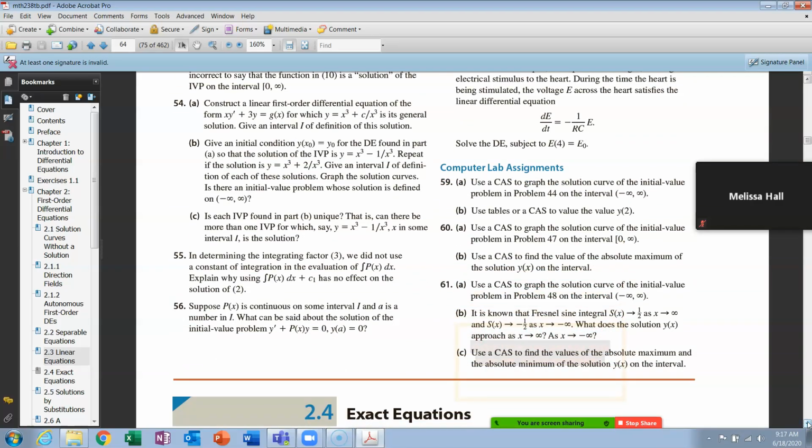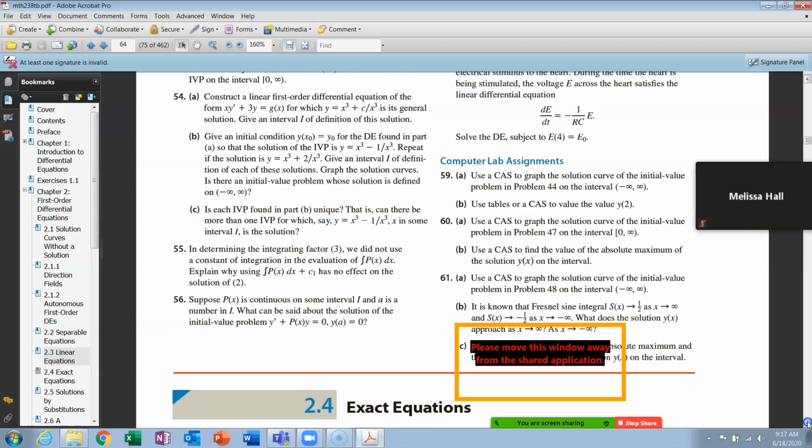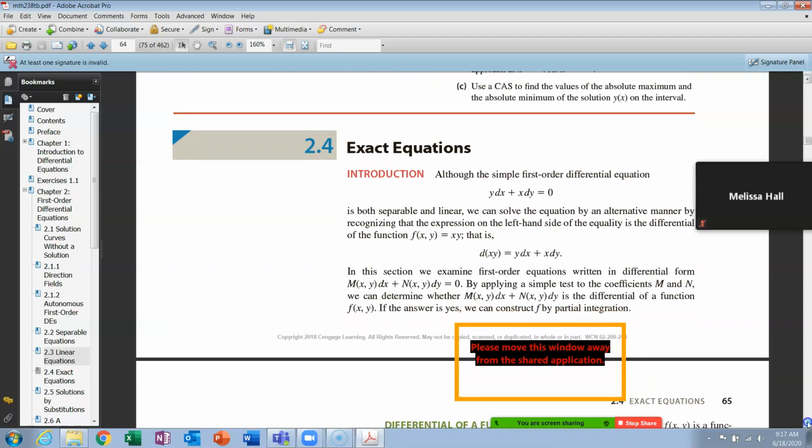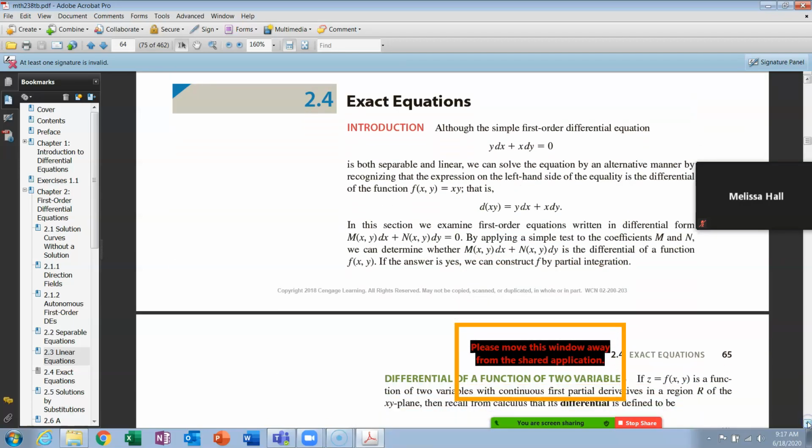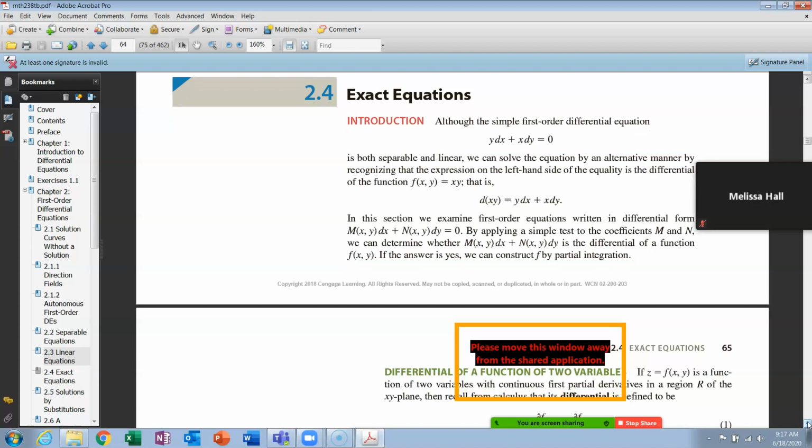Now, if any of those discussion problems do have answers in the back, it may be worth looking at those just to get a good handle on what's going on with them. But I'm not requiring it. So we're moving on to exact equations. This starts at the bottom of page 64. Any questions on 2-3 before we leave it?